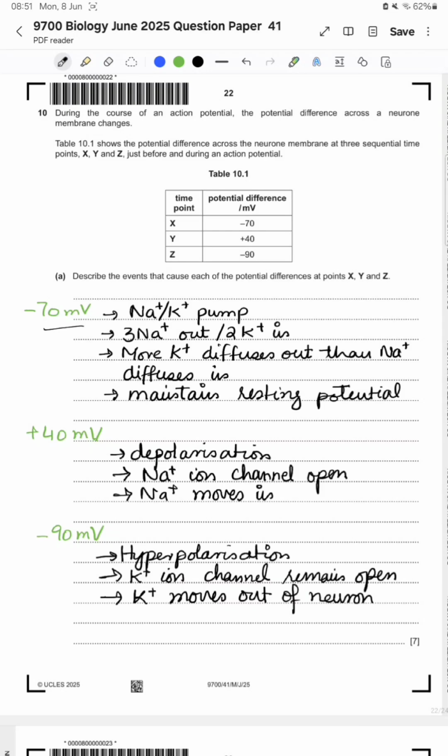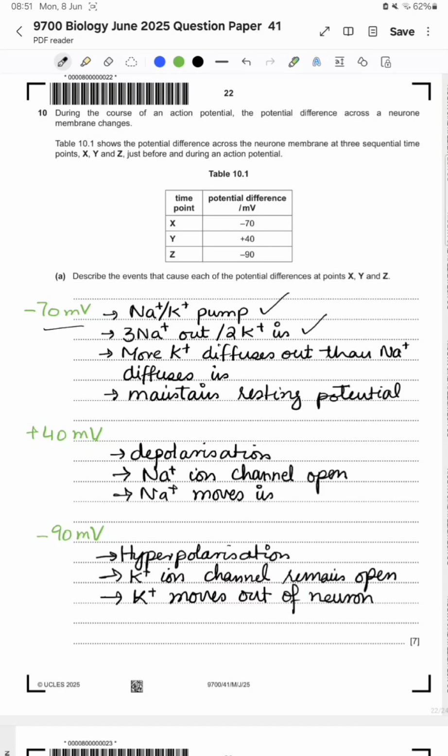Now how is that being achieved? They said describe the events. So the first event is resting potential. How are we going to describe it? Simple. First you'll talk about the sodium-potassium pump being there, which is pumping 3 sodiums out for the sake of 2 potassium in. So overall more potassium diffuses out than sodium diffuses in.